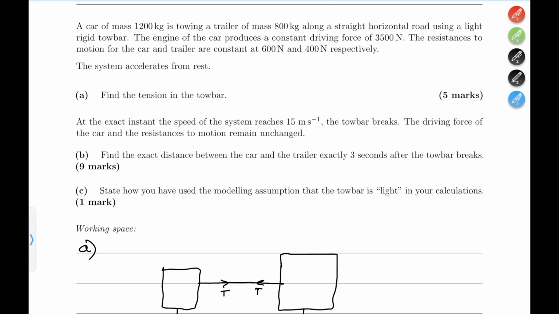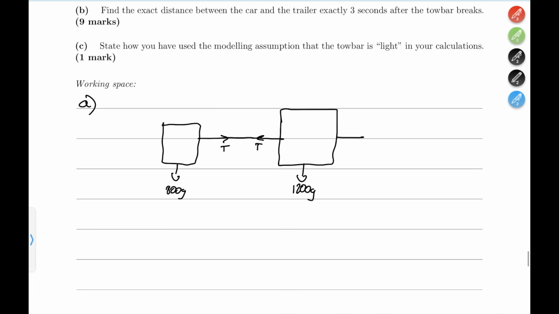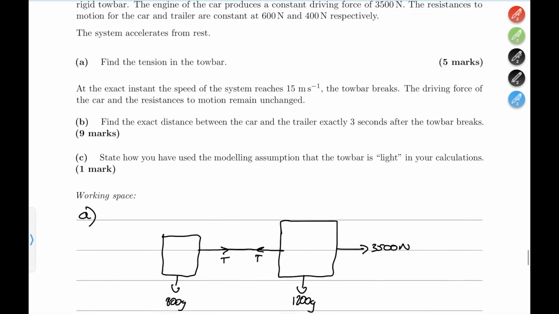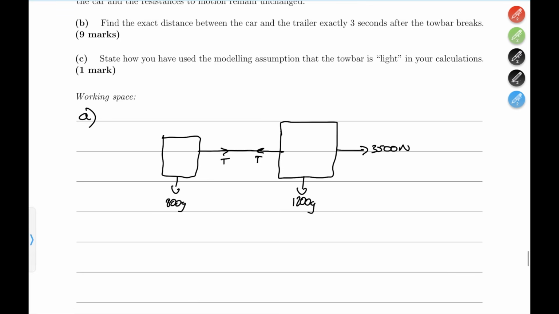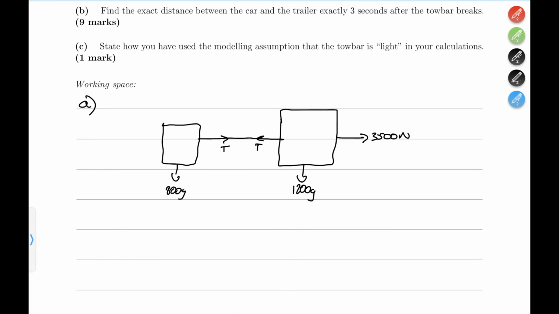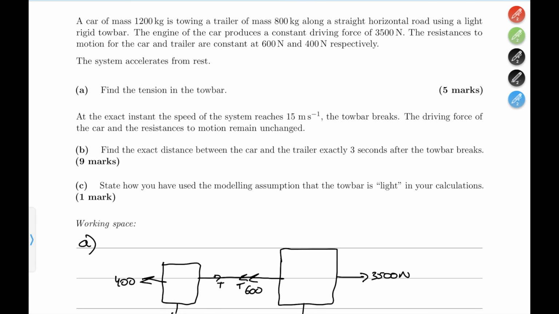And the engine of the car produces a constant driving force of 3,500 newtons. And is there any other information? Well, the resistance is 600 and 400 respectively. So we've got 600 against the car. So we can say, if we shift this across, we've got 600 here, as well as T. And we've got T here. And then we've also got 400 this way. That's all the information we have. And we've got that the system accelerates from rest.